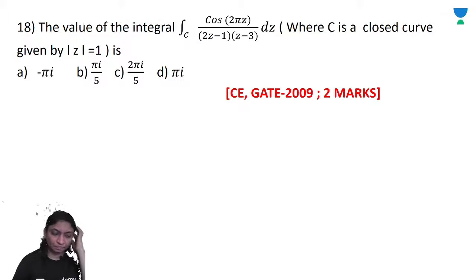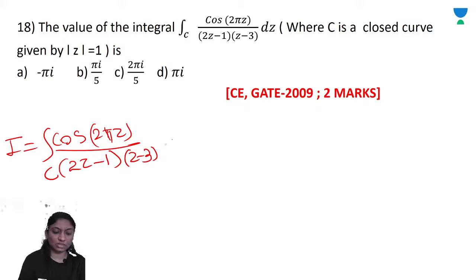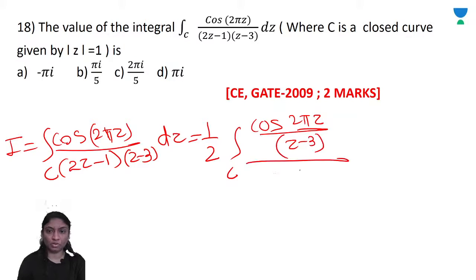Now, the value of the integral over C of cos 2 pi z upon (2z minus 1)(z minus 3) dz, where C is the closed curve given by mod z is equal to 1, is: we take in f of z the factors whose singularities do not lie inside the curve C. So I is equal to the integral over C of cos of 2 pi z upon (2z minus 1)(z minus 3) dz, which is equal to 1 by 2 times the closed integral over C of cos of 2 pi z upon (z minus 3) upon (z minus 1 by 2), because 2 is already taken outside.